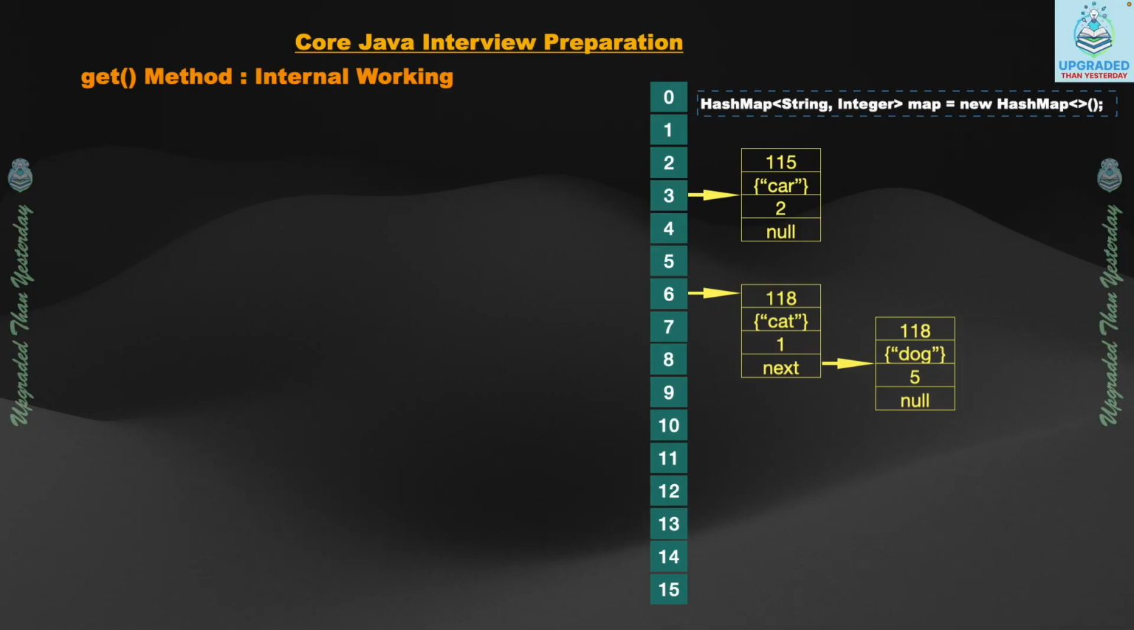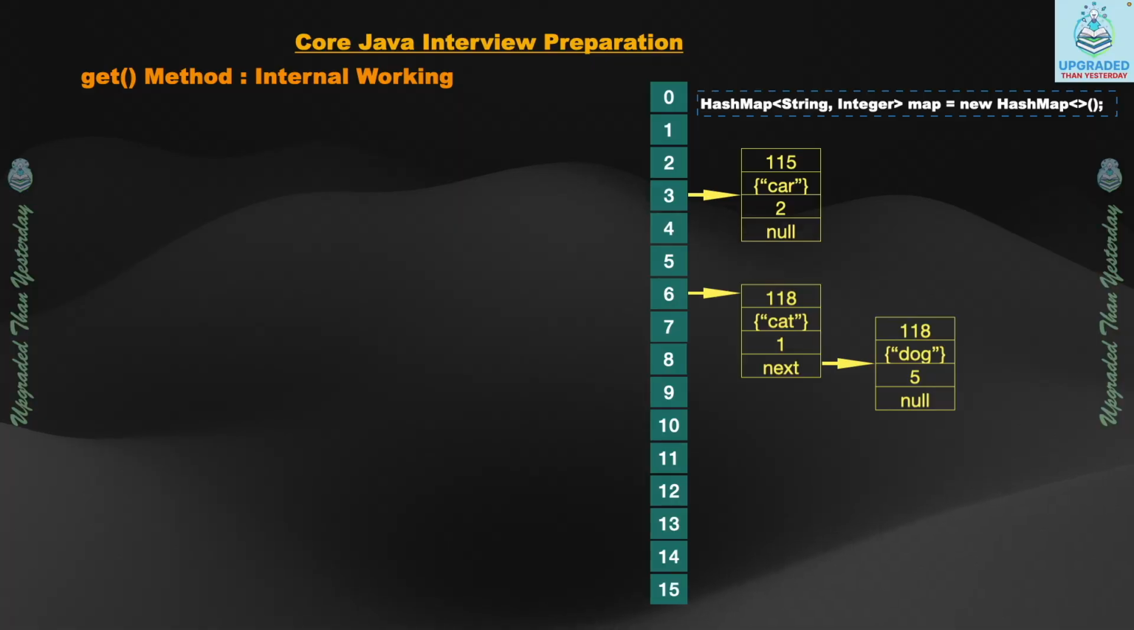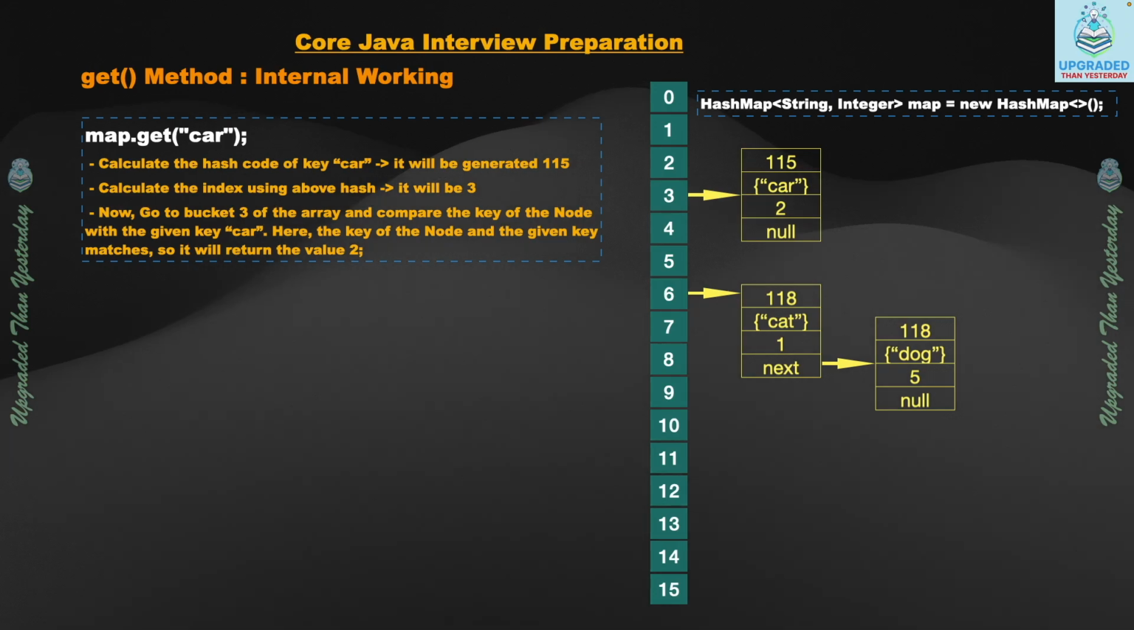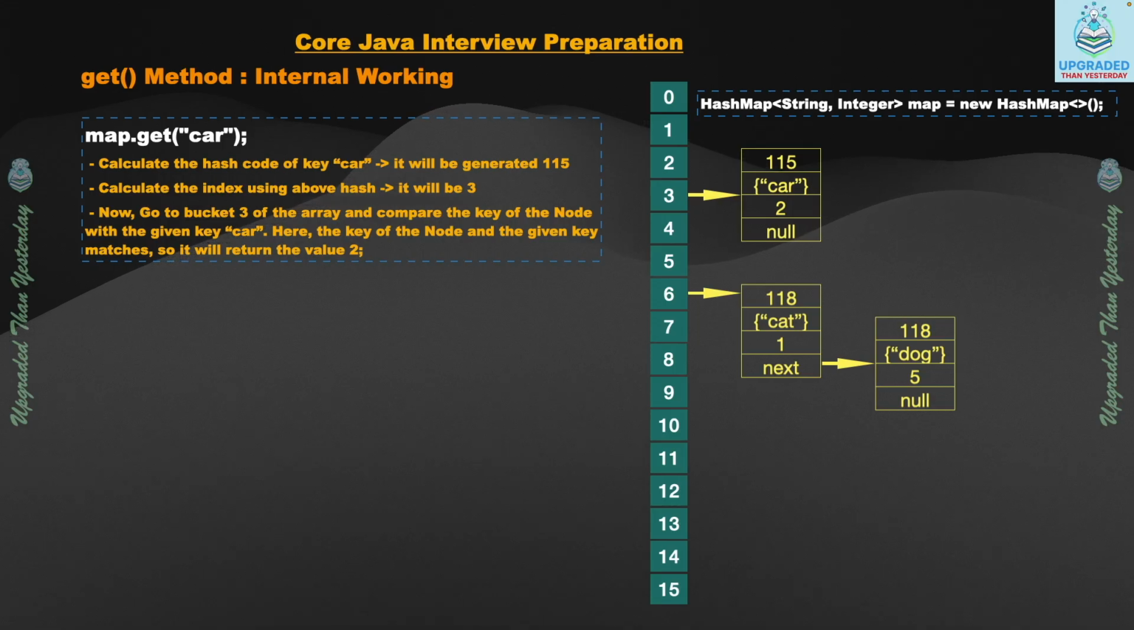Let's understand the internal working of the get method. As of now, we have a hash map populated with 3 key values as shown in the diagram. Now let's try to execute the get method for the key car. When the get method is executed, following things will happen internally. Firstly, it will calculate the hash code for the given key car. As we have seen during the put method explanation, the hash code for the key car is 115. Next, the position of the bucket will be calculated using the above hash code, and it will be 3.